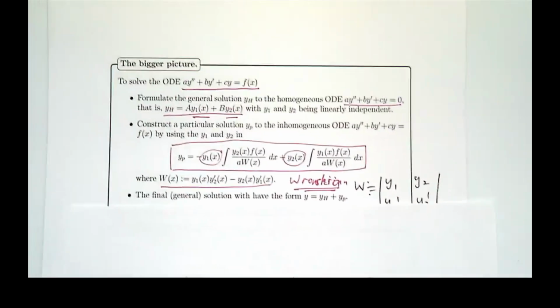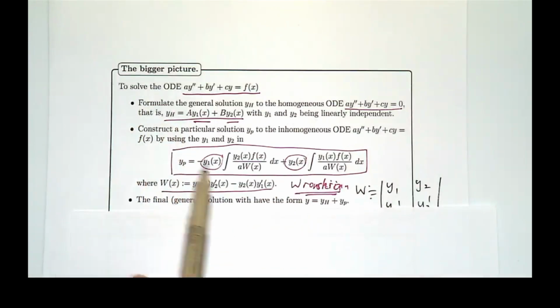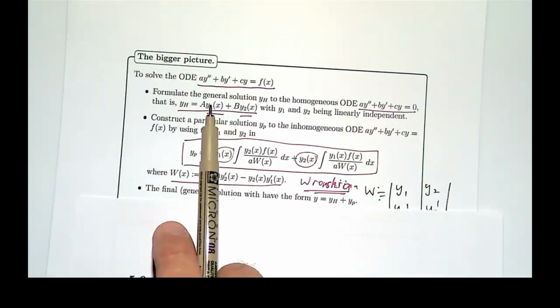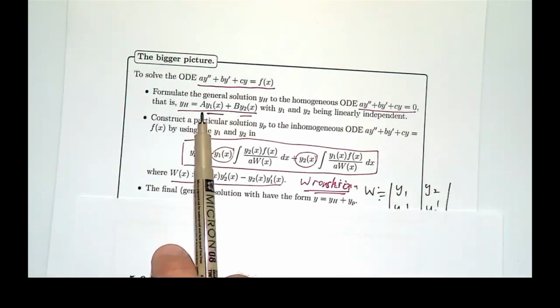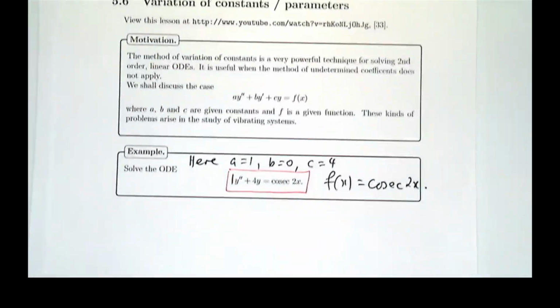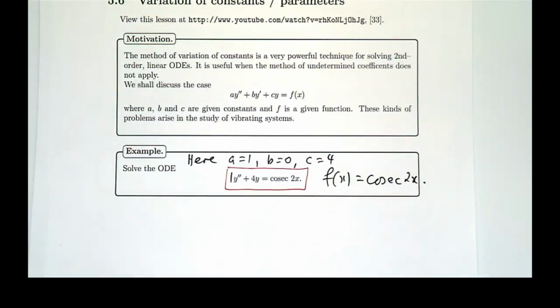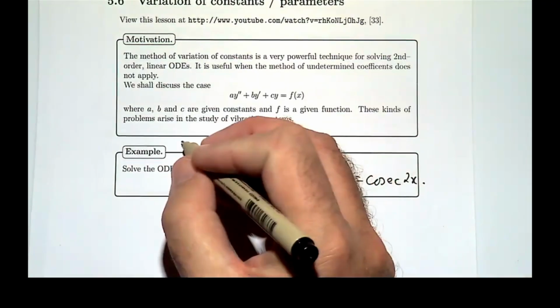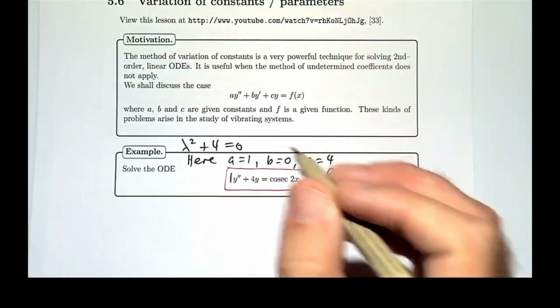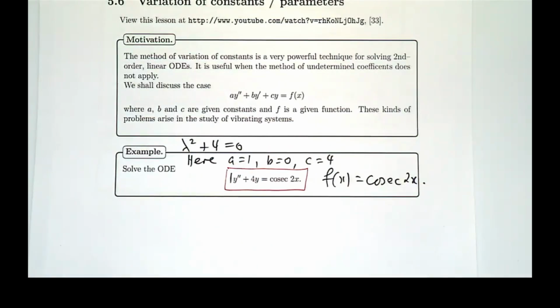Following with the bigger picture, we solve the homogeneous problem first and get 2 linearly independent solutions. And then we'll do something with them later. Okay? So let's do that. So the characteristic equation is going to be this. So we're going to get complex solutions, and they're going to be plus and minus 2i. Yeah?